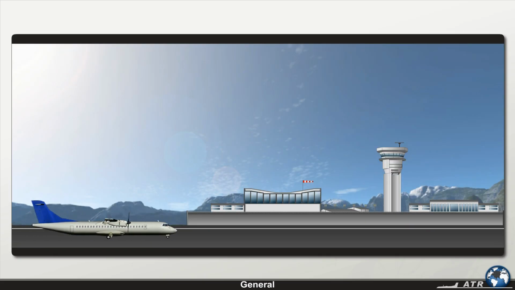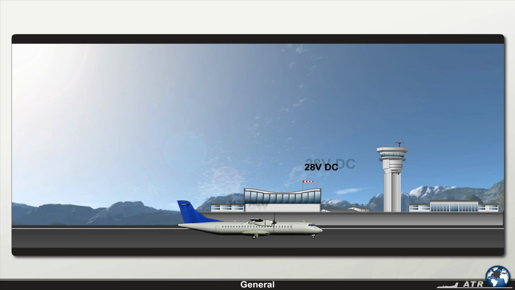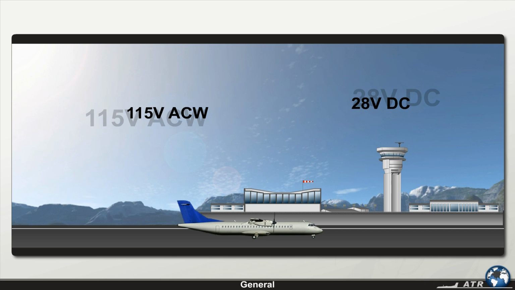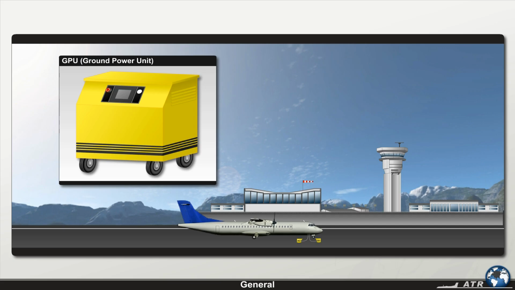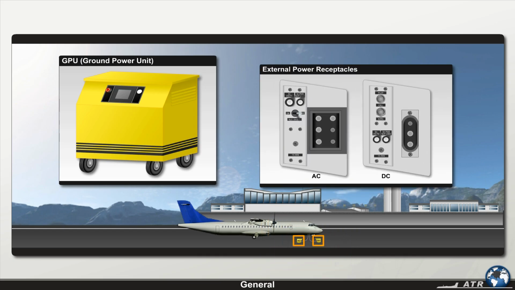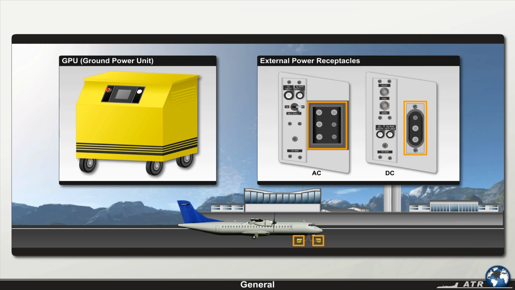The ATR 72-500 DC and AC wild electrical systems can be supplied from ground power sources. To supply the respective electrical system, the appropriate ground power unit has to be connected to the corresponding external power receptacle. These connectors are located on the lower right side of the fuselage, just aft of the nose landing gear. Let's look deeper into the details of the external power system.